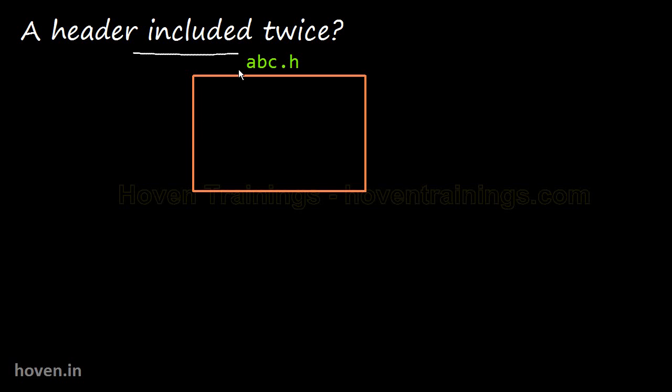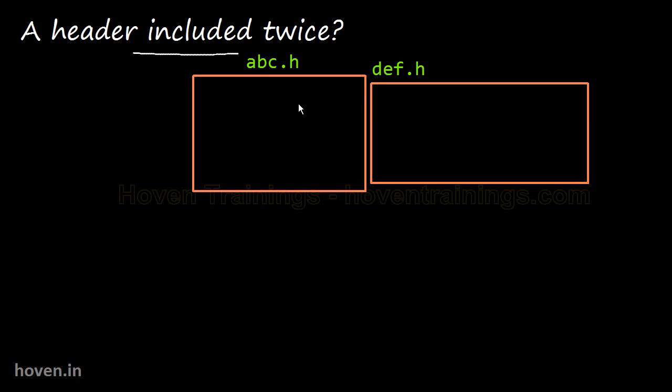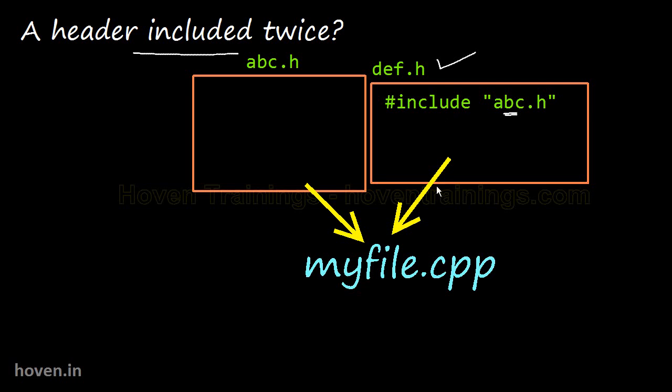Suppose this is a header abc.h, and suppose this is a header def.h, and let us suppose that this header includes the other one. abc.h is included here. It is possible that one header file can include other header files. It occurs very frequently. Now what happens if both these header files are included in a CPP file?